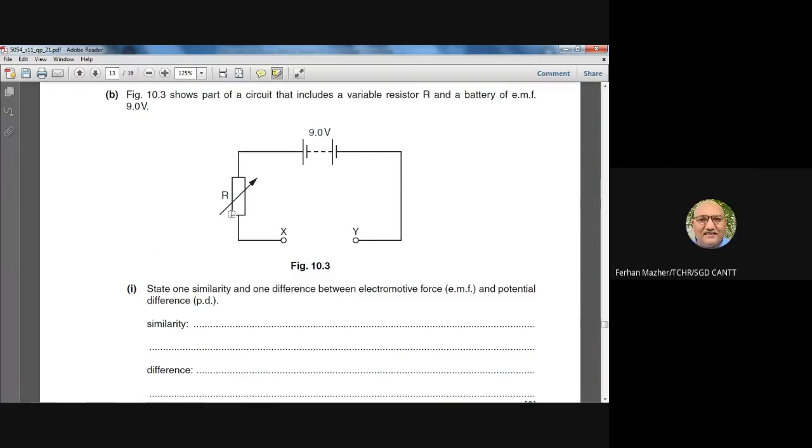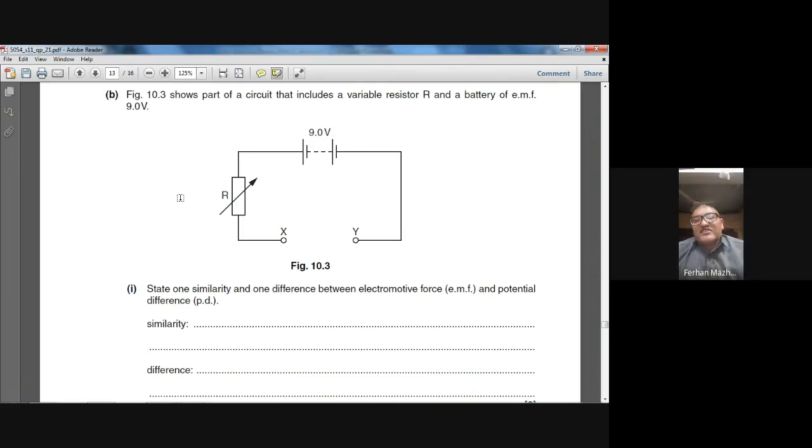If the resistance of this variable resistor R increases, it will start taking a larger amount of the voltage from the battery. Only 9 volts are coming. So if the variable resistor takes a larger amount of the voltage, the LED will receive less voltage. So the reading on the voltmeter will decrease.